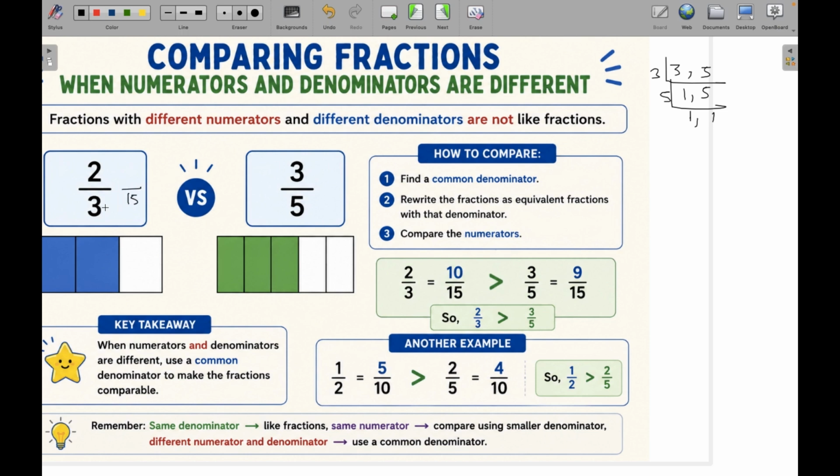If I multiply 3 with 5, I get 15. So I should multiply 2 with 5 as well. So I'll get 10. Similarly, I should have 15 here as well. If I multiply 5 with 3, I'll get 15. So I should multiply 3 with 3 as well. So I'll get 9 by 15.